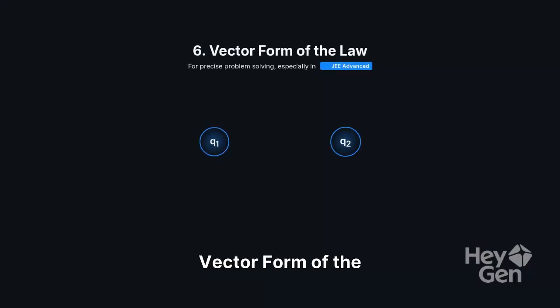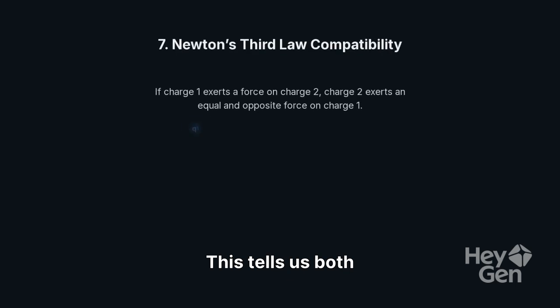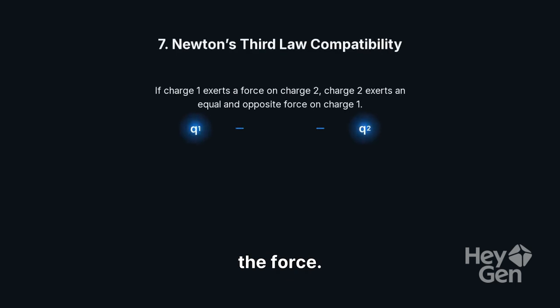6. Vector form of the law. For precise problem solving, especially in advanced problems, we use the vector form F₁₂ = k q₁q₂/r² r̂. This tells us both magnitude and direction of the force.